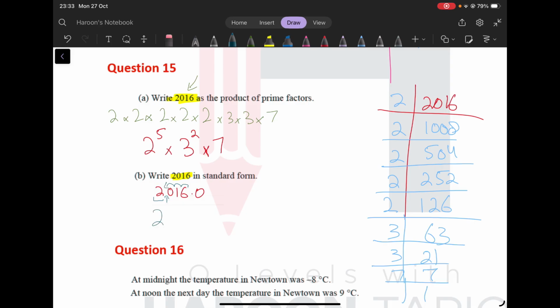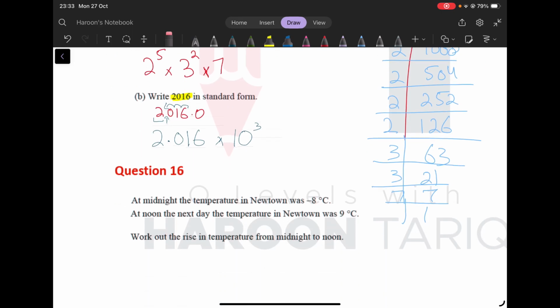So this becomes 2.016, and the number of places we bring to the left, we just do multiplied by 10. If you are bringing it to the left, then it would be positive 3. If you are bringing it to the other side, then it would be negative. So this would be the answer.